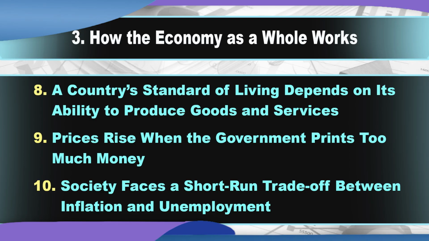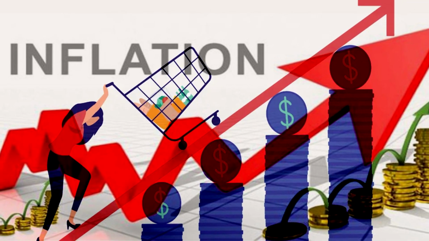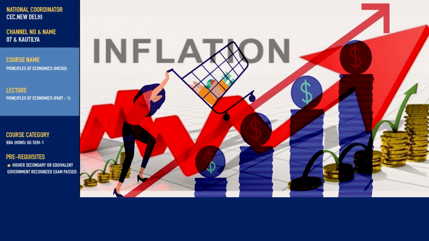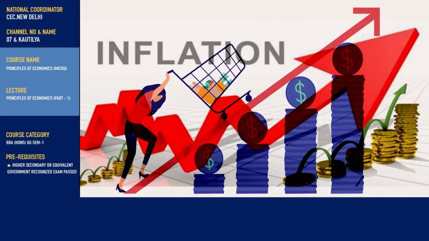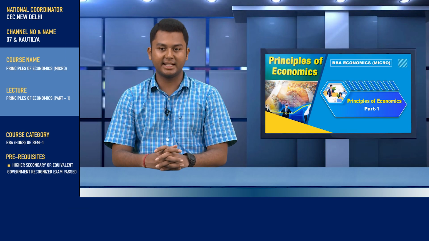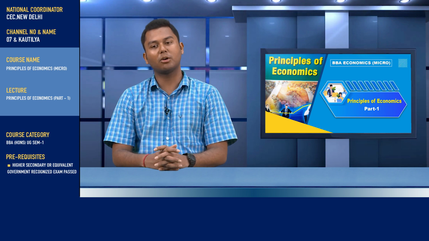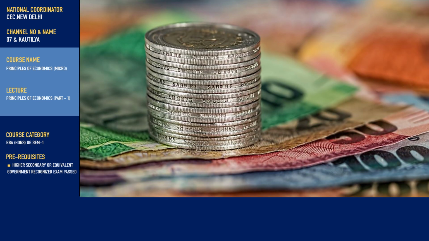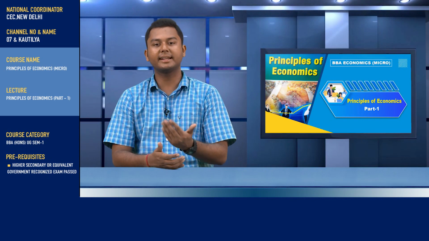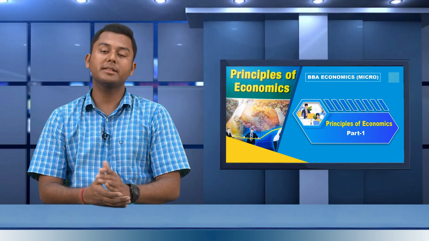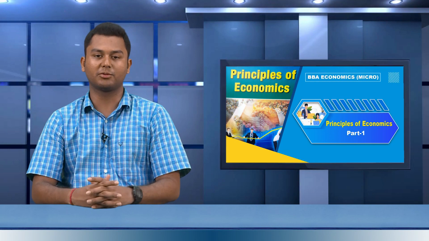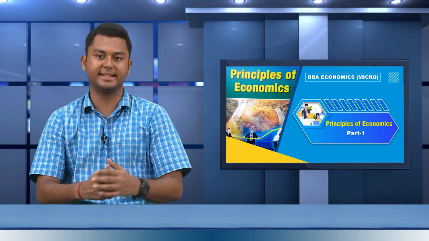Moving on to the next principle, it says that prices rise when the government prints too much money. Inflation is an increase in the general price level of goods and services in an economy over a period of time. One of the primary causes of sustained inflation is excessive growth in the money supply. For example, if the central bank of a country prints large amounts of money without a corresponding increase in goods and services, then more money would chase the same amount of goods. This will lead to an increase in prices.